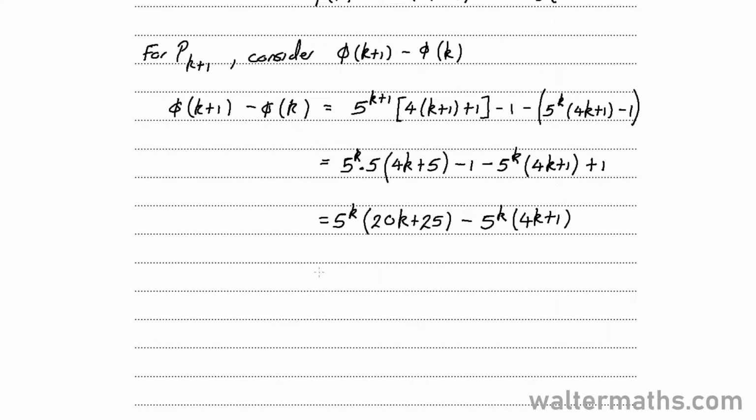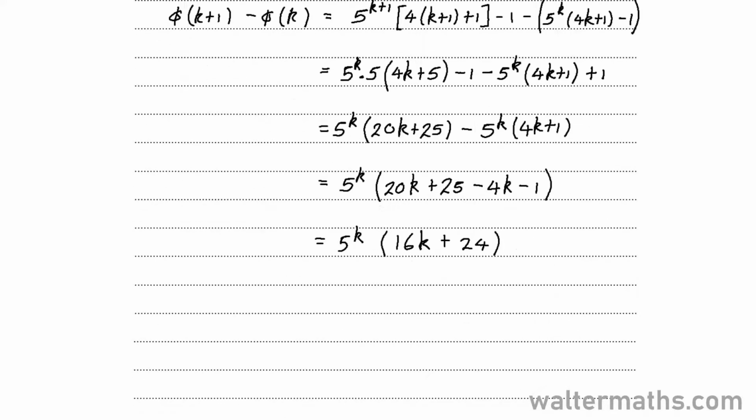So from here, I am going to factor out 5 to the power of k. So I'll be having 20k plus 25, and it's minus. Here I'll be having 4k minus 1. So this will give me 5 to the power of k of 20 minus 4k is 16k, and 25 minus 1 is 24. So this is what we'll be having, and we can factor out 8.